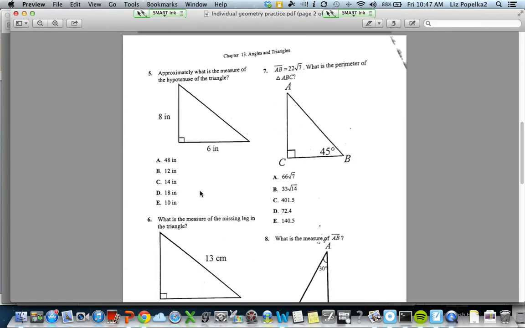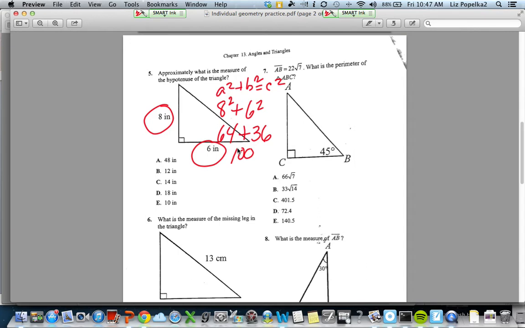Okay, looking at number 5, approximately what is the measure of the hypotenuse? And again, for those of you guys that understand a squared plus b squared equals c squared, what I just did is you take the two shorter sides and you square them, which means you make them to the second power. I could put in my calculator 8 squared and 6 squared and add them together. So 8 to the second power in my calculator would be 64. 6 to the second power would be 36. If I add them together, that gives me 100.